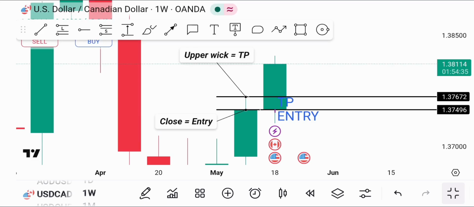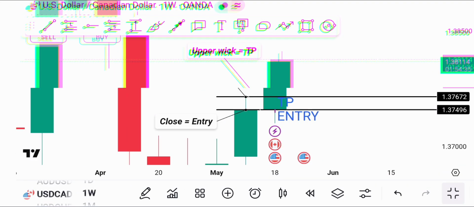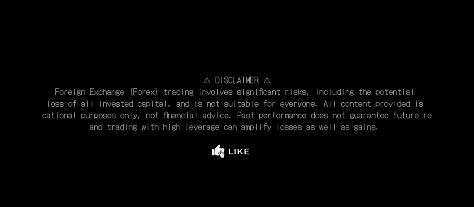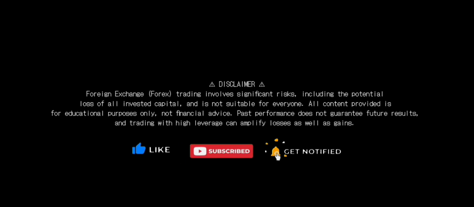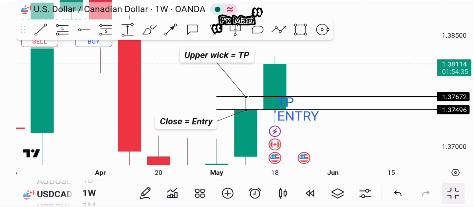So as usual, we start in the weekly time frame. So as usual, we start with the intro. As you can see, we start in the weekly time frame.